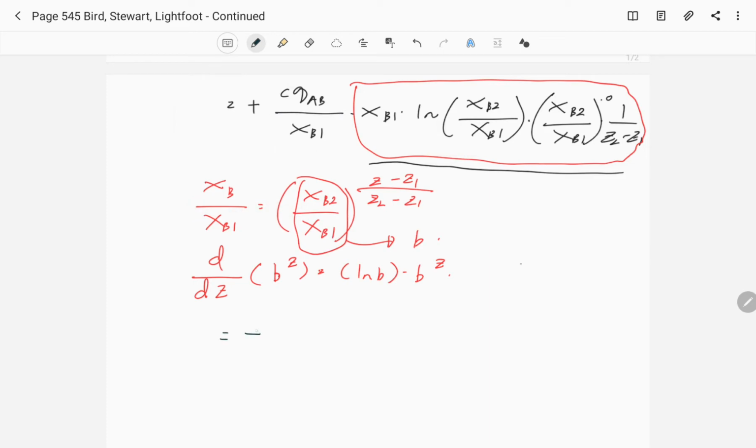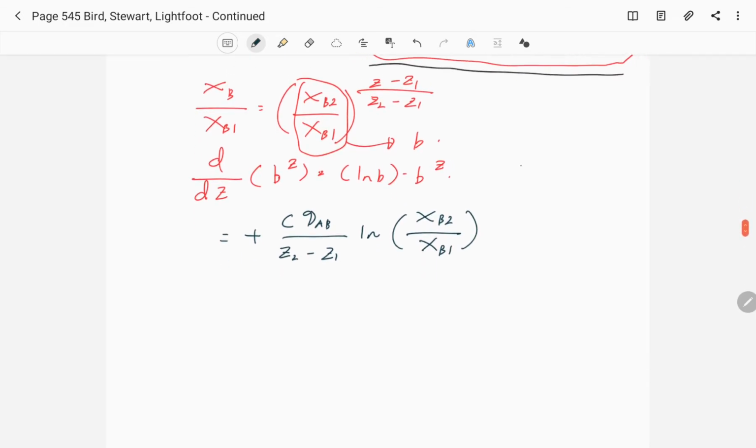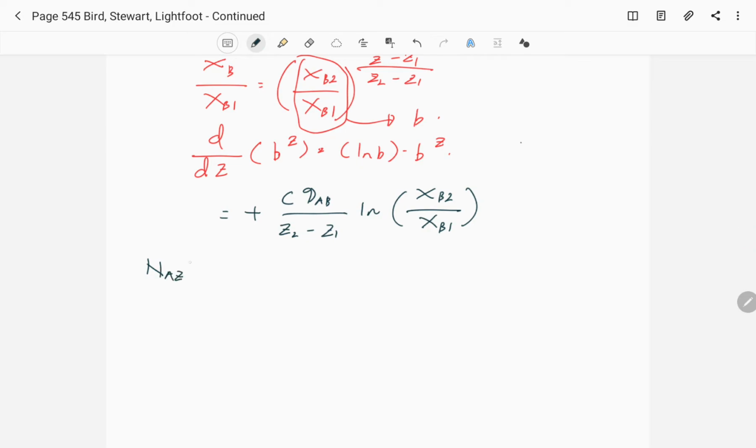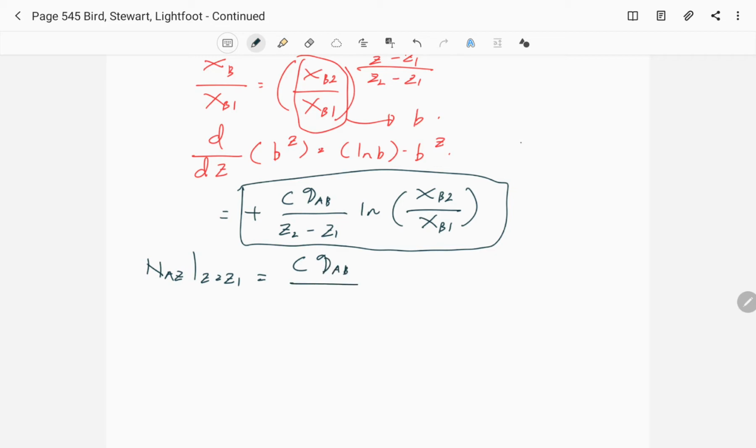And if we continue in here, we will have plus c DAB over z2 minus z1 times ln of xb2 divided by xb1. So essentially your NAZ at z equals z1 will be equal to this term. That can also be expressed in terms of the logarithmic average. Sorry, this one is multiplication. So this one will be xb2 minus xb1 divided by xb average.